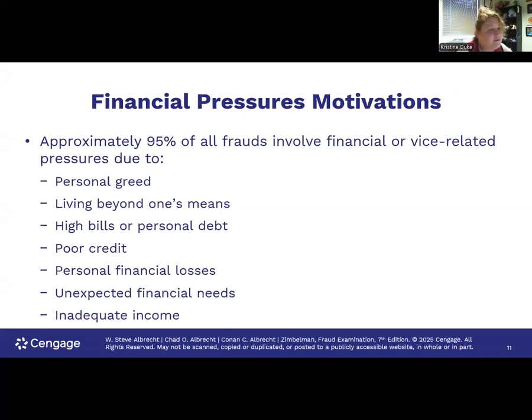95% of all frauds involve financial or vice-related pressures due to greed, living beyond one's means. High bills or personal debt, poor credit, personal financial losses, unexpected financial needs, and inadequate income. So the other 5% are just because they think it's fun. And there you go, there's your sociopaths, your psychopaths right there.